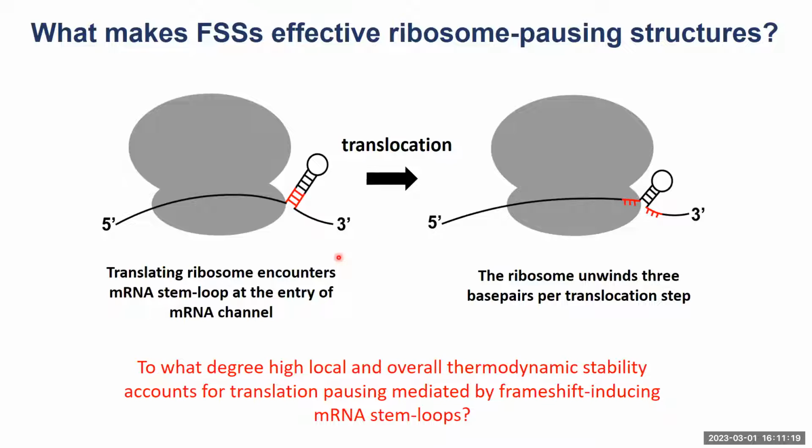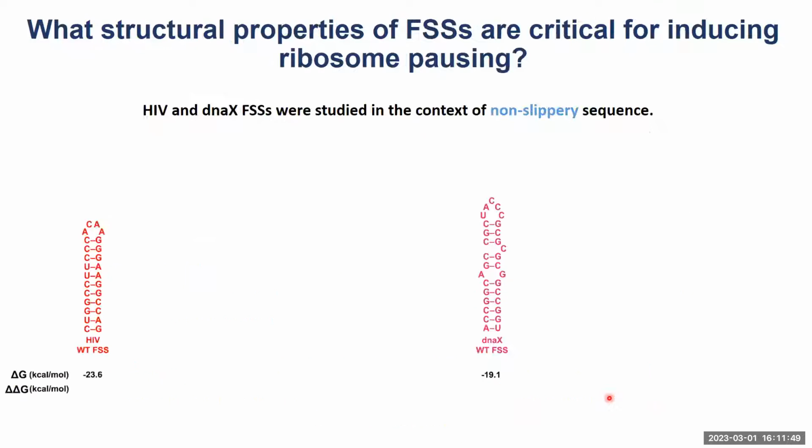It's often assumed in the field that the answer to this question is that the stem loops are stable. The ribosome has trouble going through the stem loops. However, the ribosome unwinds only 3 base pairs at a time. So it's also possible that the stability of the bottom pairs that the ribosome first encounters is most important. So we wanted to ask a question: to what degree do high local and overall thermodynamic stability account for translational pausing mediated by frameshift-inducing mRNA stem loops?